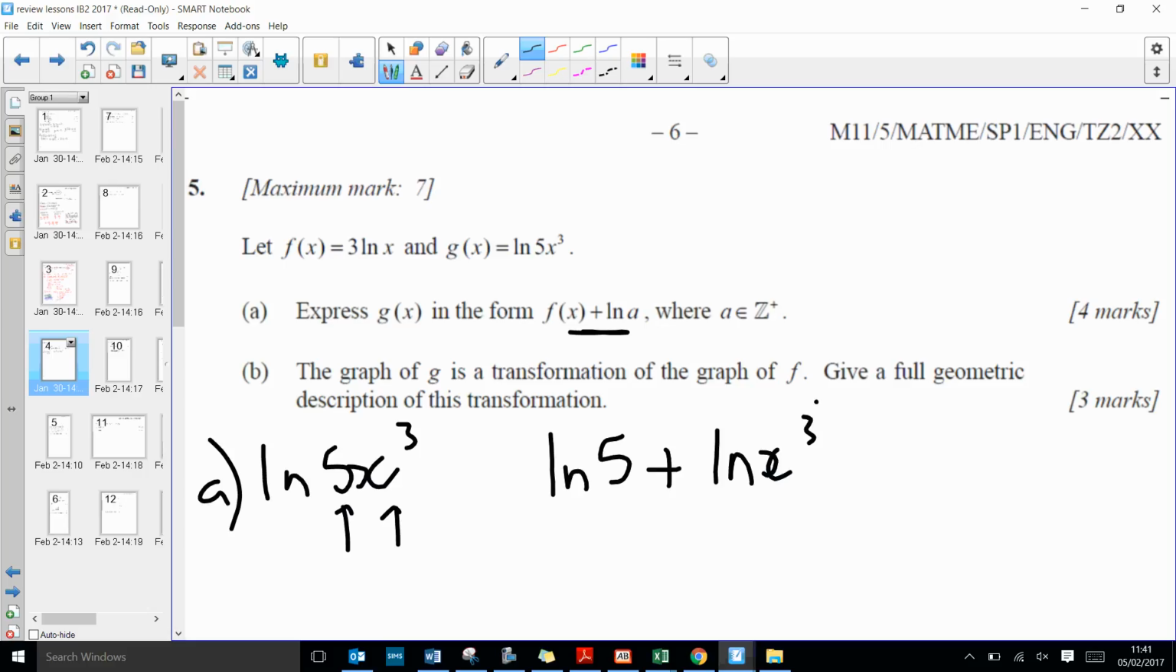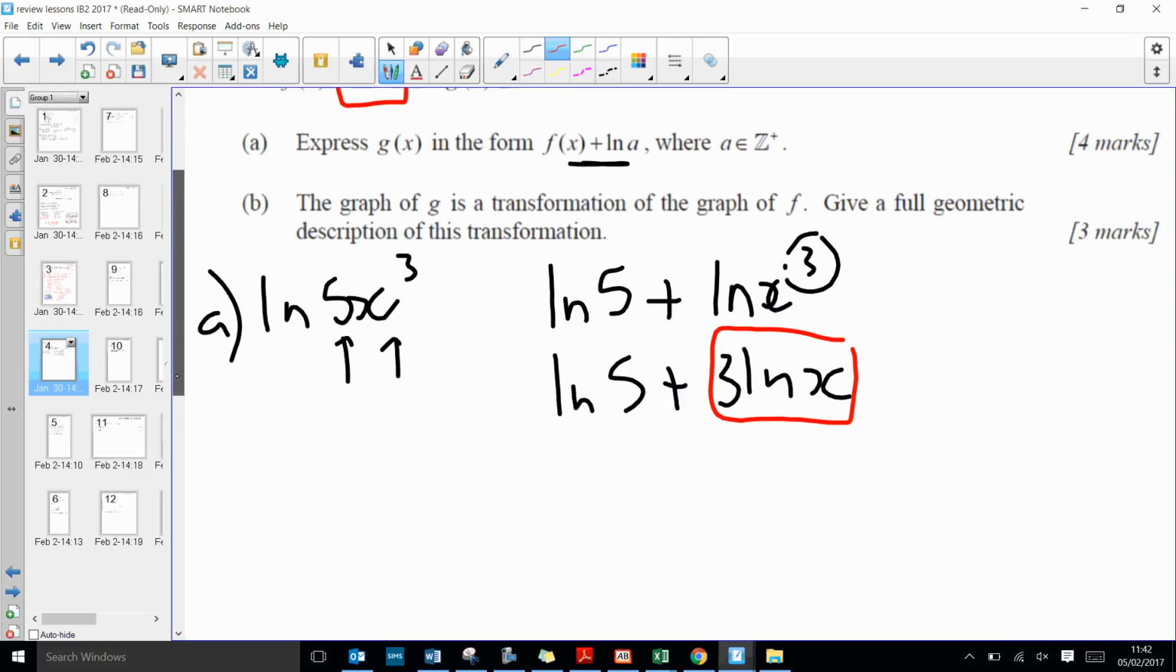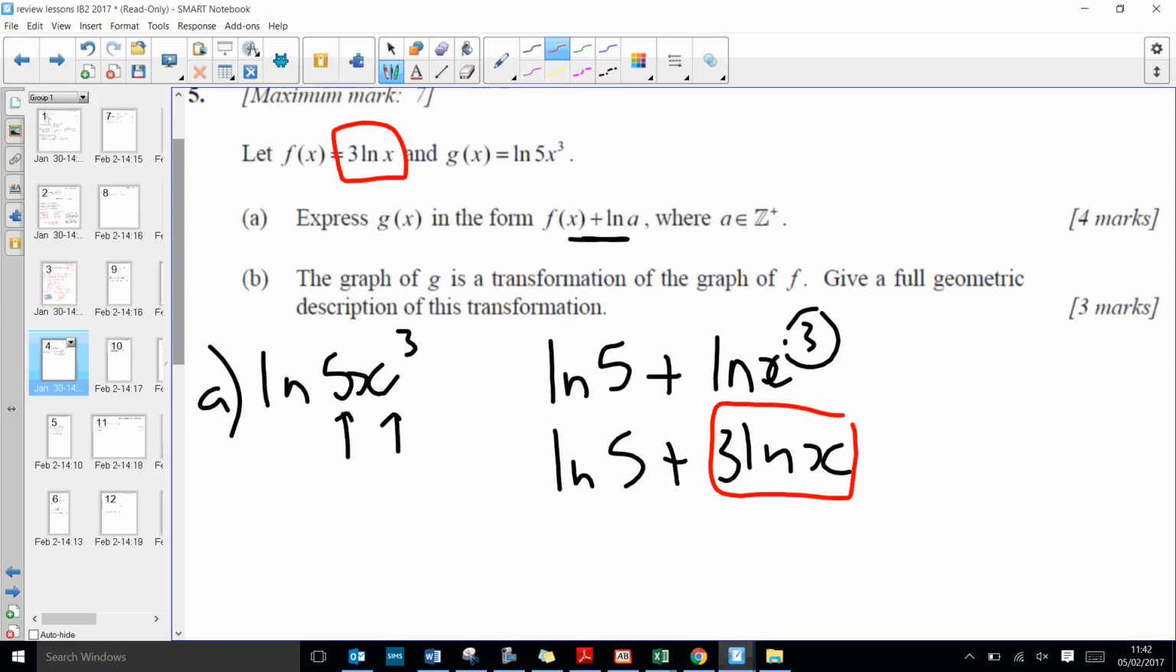Again, laws of logs mean that this 3 can come in the front, so we've got ln 5 plus 3 ln x, and it's at this point, hopefully you notice that 3 ln x is the same as what we've got up here, and so we simply say that this is ln 5 plus f(x), and we've written it in this format here.